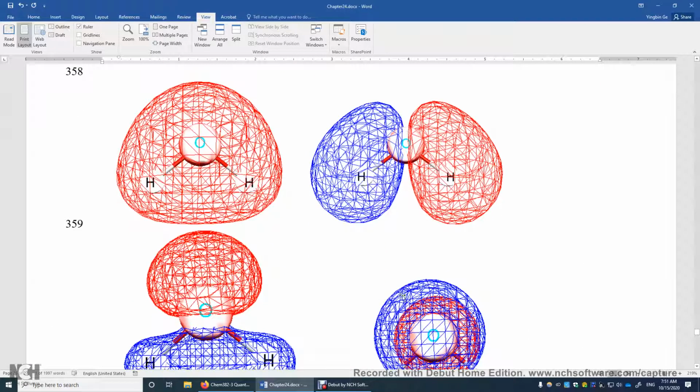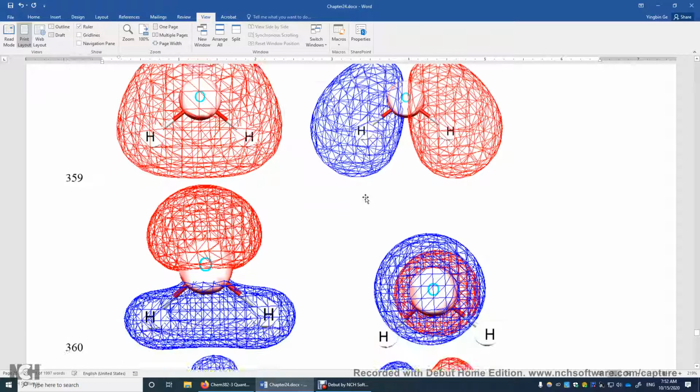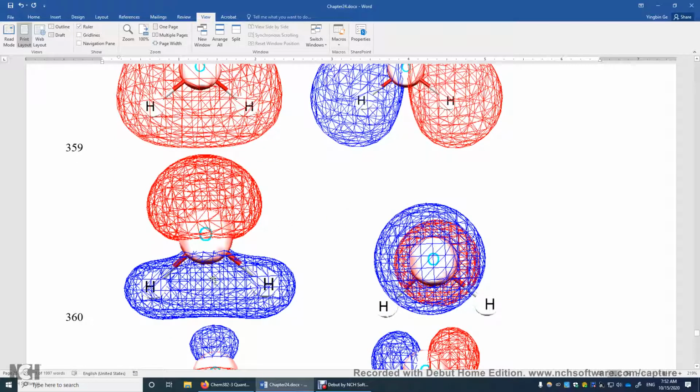So now I'm going to show you the pictures of the valence orbitals. This is the 2s orbital of oxygen interacting with the 1s orbitals of the hydrogen atoms in a constructive manner. So this is the 2px, constructive and constructive. But the signs of this 1s and this 1s are different. You can tell by the different colors. So this is 2px interacting with the 1s orbitals on hydrogen in a constructive manner. This is also sigma bonding.